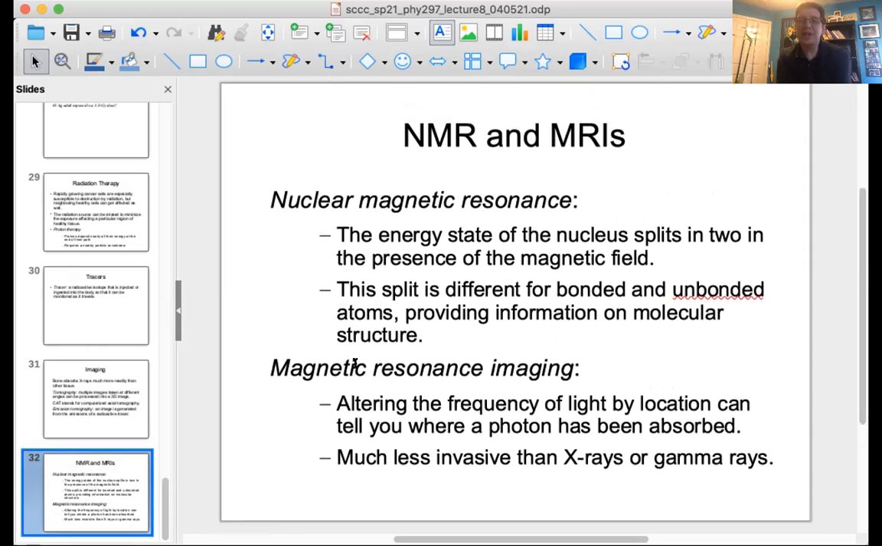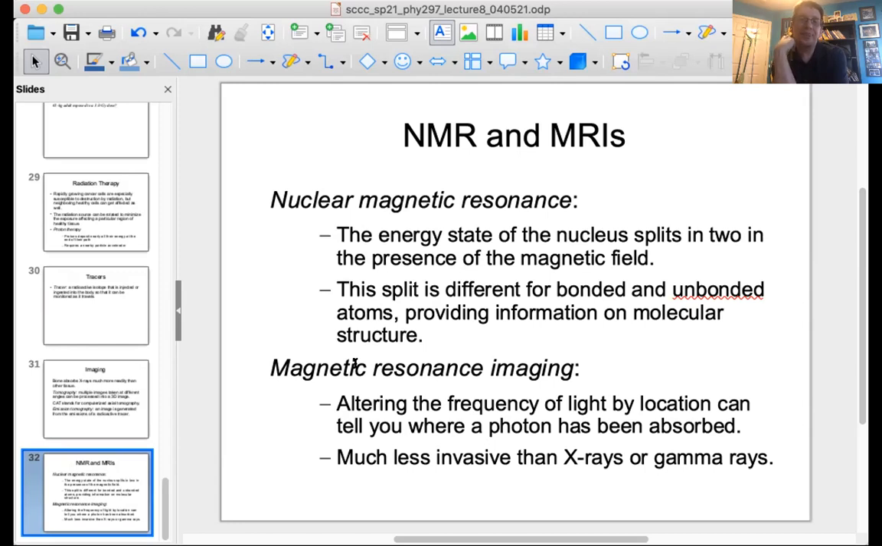And then the last thing we're going to talk about are nuclear magnetic resonance and magnetic resonance imaging. These are very important medical applications. The energy state of the nucleus splits in two in the presence of a magnetic field. The split is different for bonded and unbonded atoms, which provides information on molecular structure. So again, you can use it to see details.